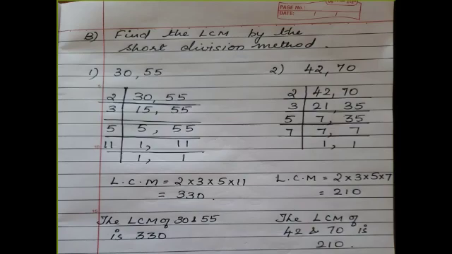Then you will divide by 11. So bring down 1 as it is, 1 11s are 11. So the LCM of 30 and 55 is 2 into 3 into 5 into 11, which is equal to 330.